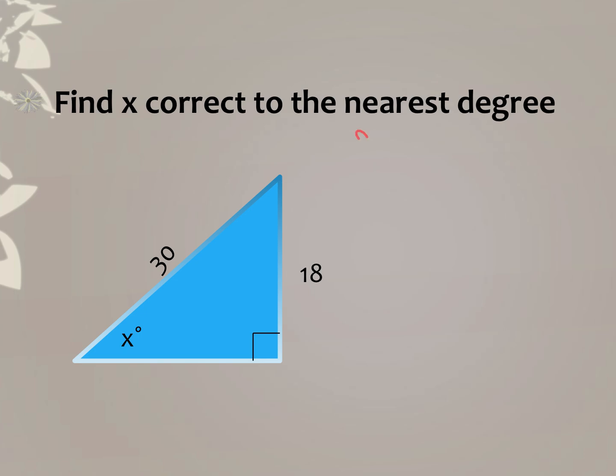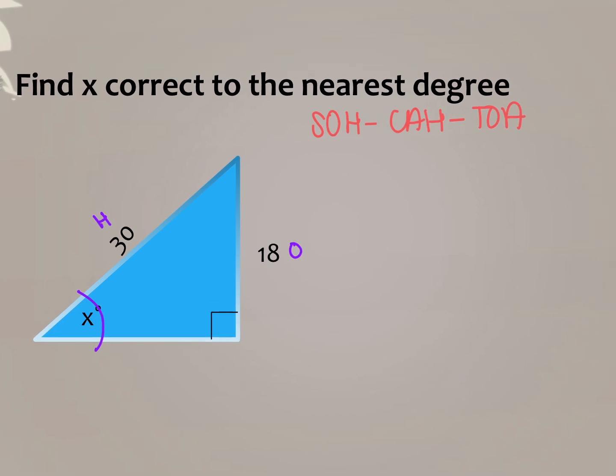All right, looking at example 4, it says find x, correct to the nearest degree. So I'm just going to write my SOHCAHTOA. And according to angle x, I have my hypotenuse and I have my opposite side. Which one am I using? Do I have any adjacent information here? No, so I'm not going to use cosine. I'm not going to use tangent. I'm going to go ahead and use sine.